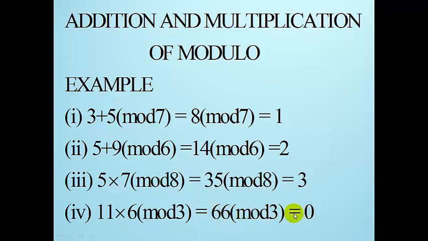Why is it equal to 0? Because we have 22 groups of 3 in 66. And that 22 groups of 3 will also give us 66. And therefore the remainder is equal to 0.